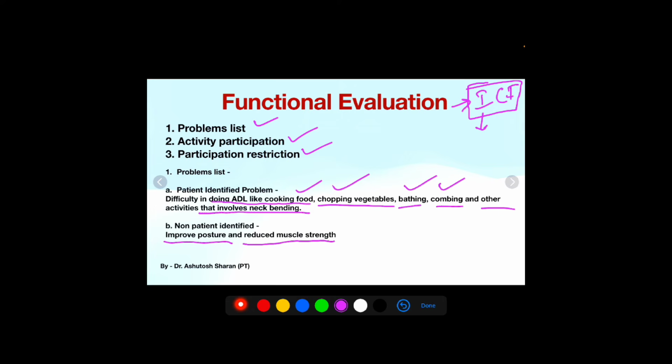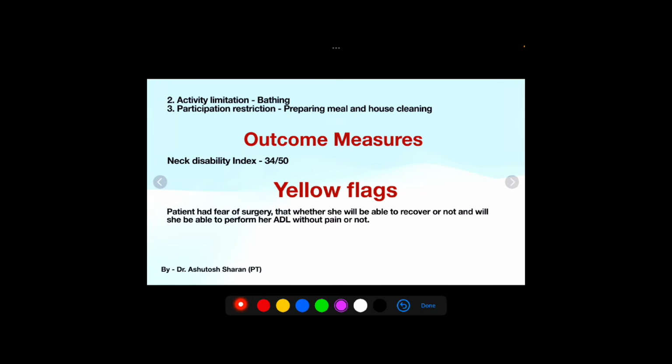So these are some of the non patient identified problems. Second thing is activity limitation, which is bathing. Participation restriction is preparing meal and house cleaning. So these are all the participation restriction. अब आप बोलोगे कि ये सारी चीजें आई कहाँ से?